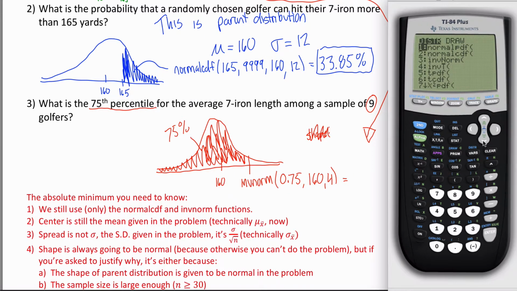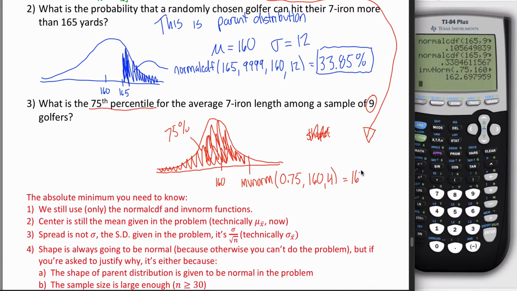The inverse norm function is also under the distribution menu. The area to the left is what it's looking for there, 0.75. The center, it's misleading that it says mu here. It should say center because it's mu sub x bar. And it's misleading that it says sigma here because it doesn't want sigma. It wants sigma sub x bar, which is 4. As you can imagine, a lot of students end up getting it wrong for that reason. 162.70 if I'm rounding to 2 decimal places, which is what I've been doing kind of arbitrarily. The answer here. That's all I got on sampling distribution.